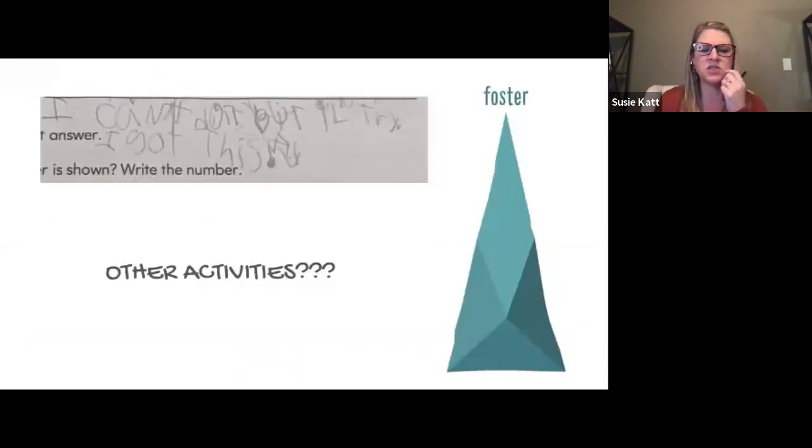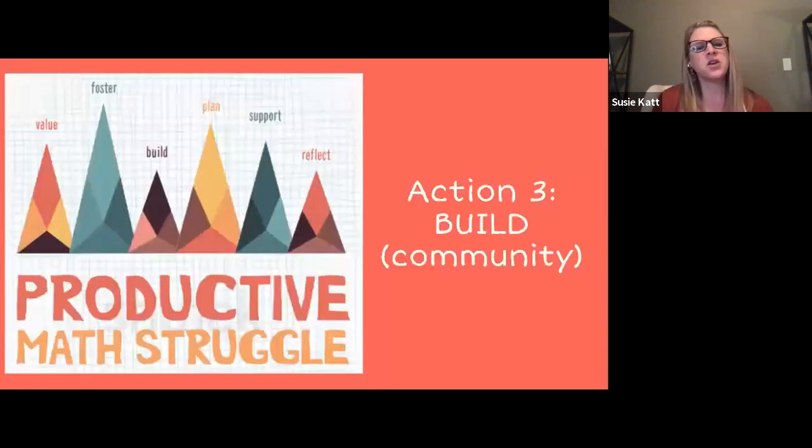Lots of other activities in terms of getting to know students. I just shared this again because I think it's so sweet. A little boy put, I can't do it, but I try, I got this. So those messages always come up in places that you might not recognize. Other activities might breed some of the, gosh, I really learned about my students. Lots of fun things to do to foster that identity. So the next one is about building community.